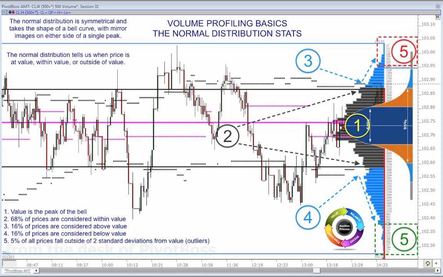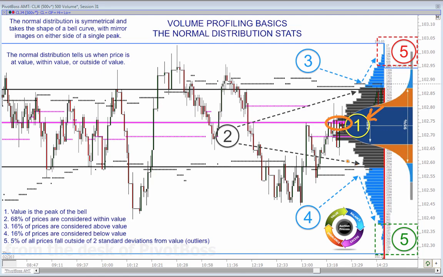The normal distribution stats clearly organize, again, in the various areas of the profile, of the distribution. Obviously, number 1 right here, this is the peak, that is value. That is where the most volume traded at that price level, of any price level on the chart. That is the most traded price. And remember, all it takes is price and volume, and that is what makes value. The most volume traded, that is your value. The least amount of volume traded, those are your outliers. So right now, number 1, that is value.